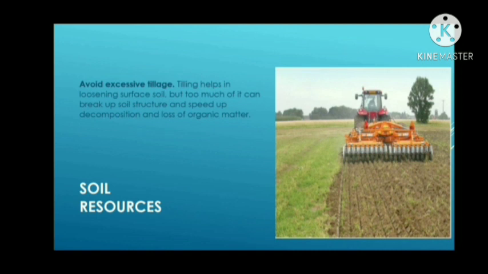Next, we have avoiding excessive tillage. Tilling helps in loosening surface soil, but too much of it can break up soil structure and speed up decomposition and loss of organic matter. In addition, tillage is used to loosen surface soil, prepare the seedbed, and control weeds and pests.